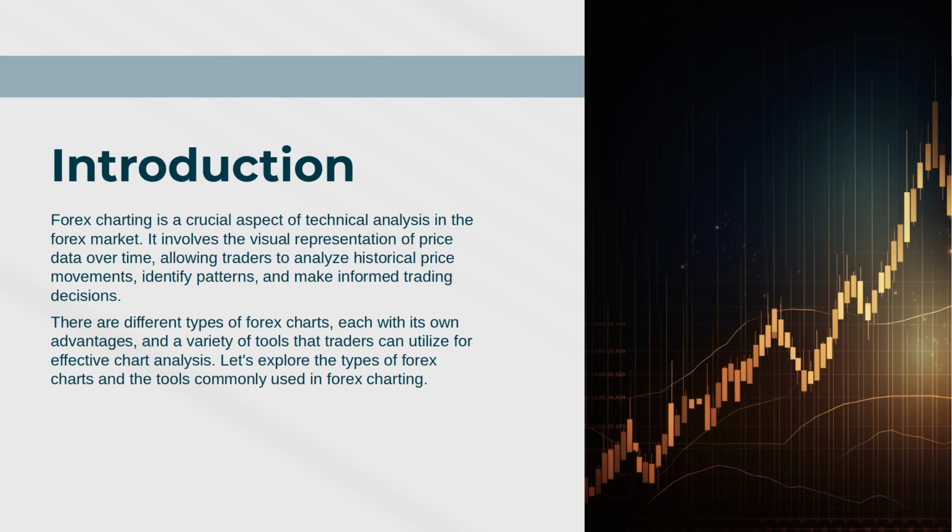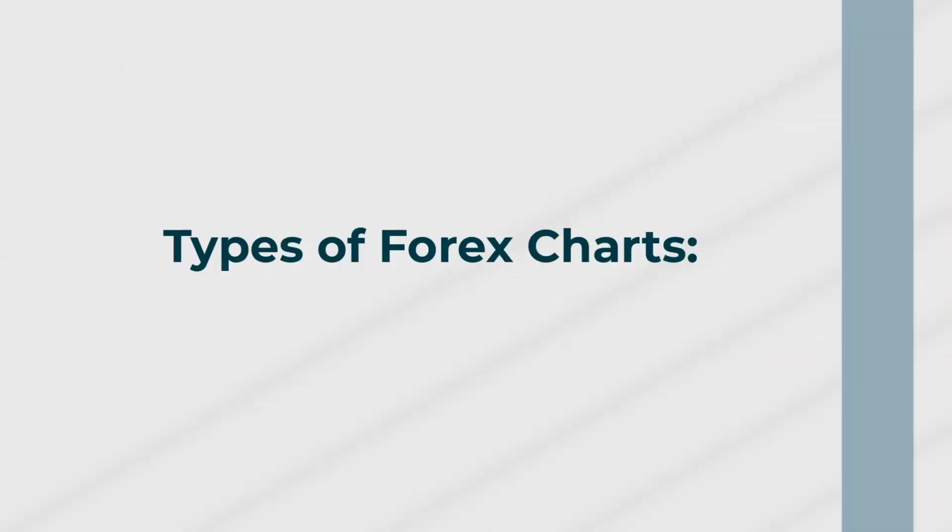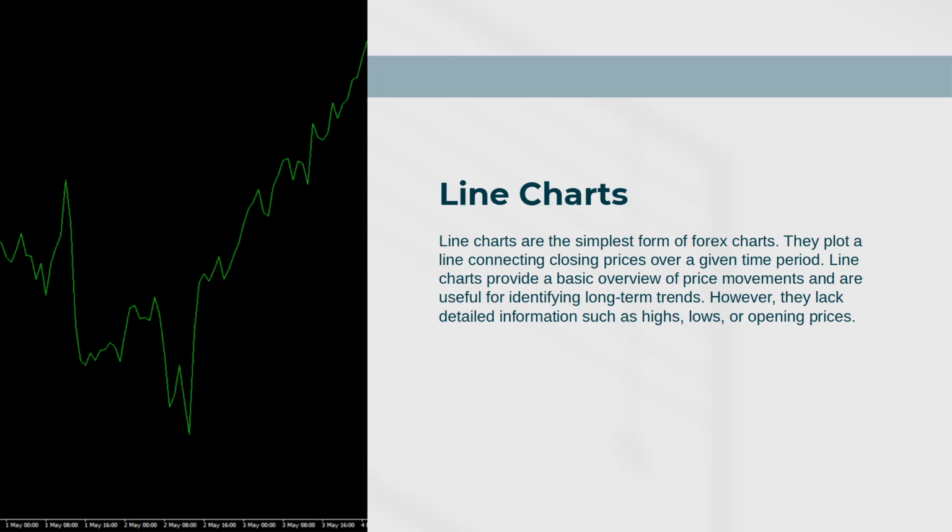Let's explore the types of Forex charts and the tools commonly used in Forex charting. Types of Forex charts. Line charts. Line charts are the simplest form of Forex charts. They plot a line connecting closing prices over a given time period. Line charts provide a basic overview of price movements and are useful for identifying long-term trends. However, they lack detailed information such as highs, lows, or opening prices.